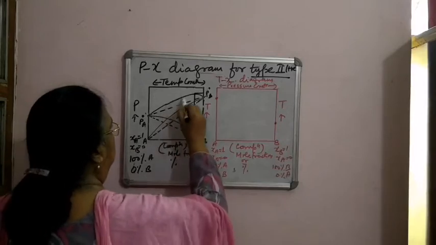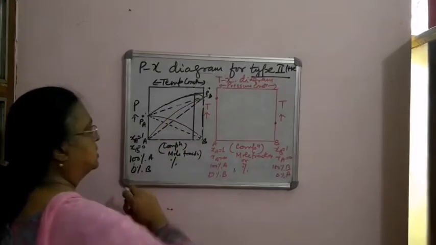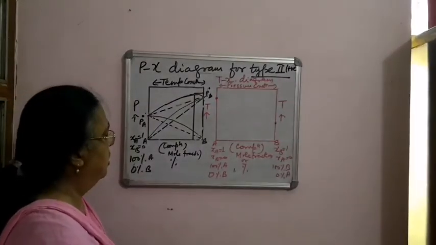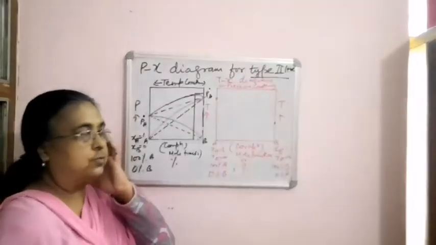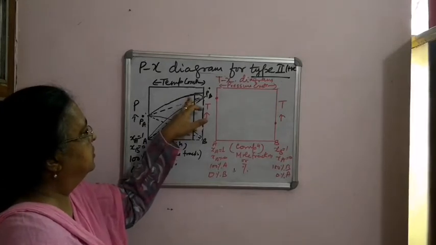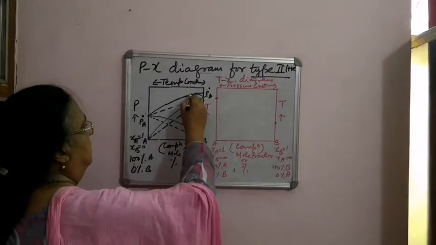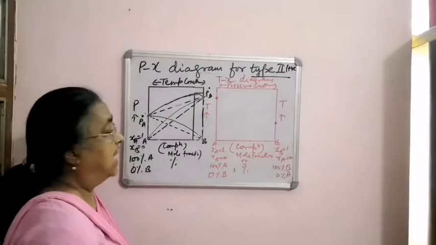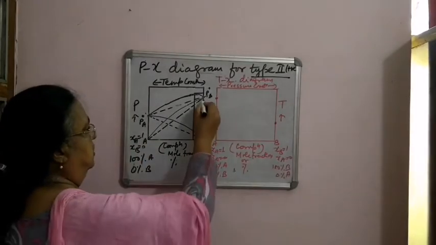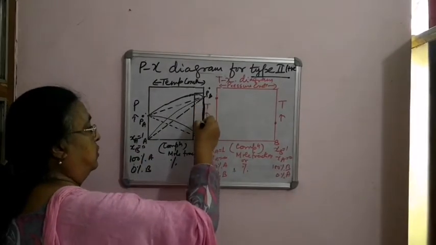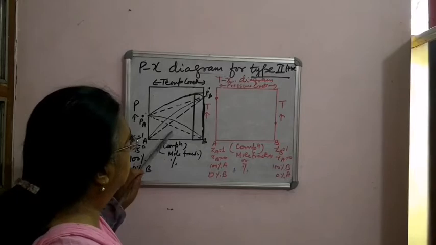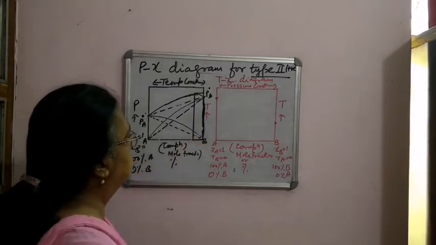So this is your type 2. In type 1, at no point will the vapor pressure of the solution be more than the vapor pressure of the pure component which is more volatile. But in type 2, the vapor pressure of the solution at least at one point will be more than the vapor pressure of the component which is more volatile. So for this we will draw the TX diagram.